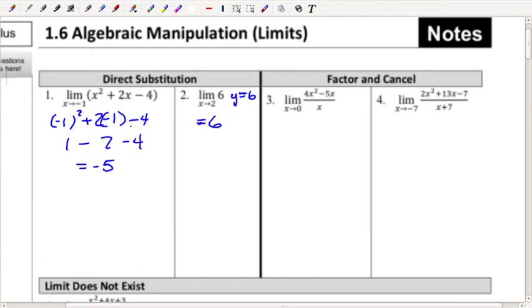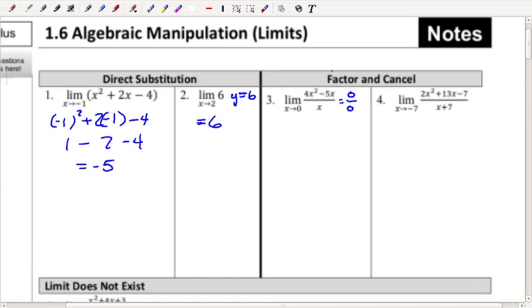So again, direct substitution is the first method we're going to try, and we try that with these next ones. We want to plug in x equals 0. We get 4 times 0 minus 5 times 0 over 0, which is going to be 0 over 0. And this is what we call the indeterminate form, which means we can't figure out what the limit is yet. We've got to do some extra manipulation.